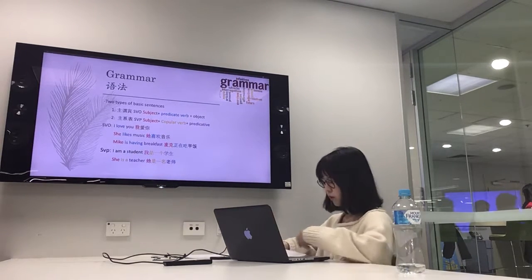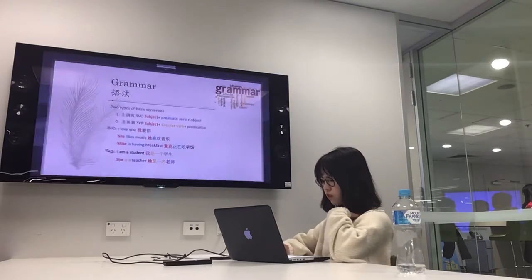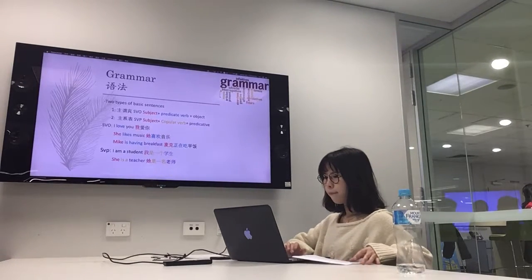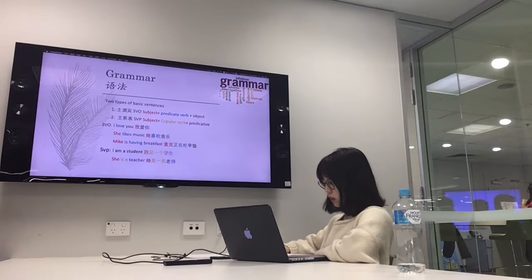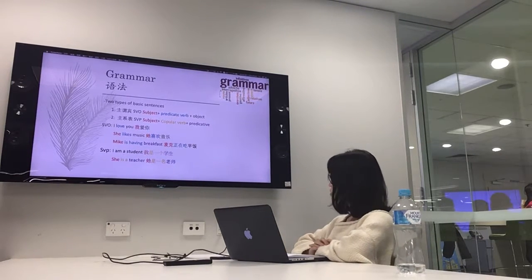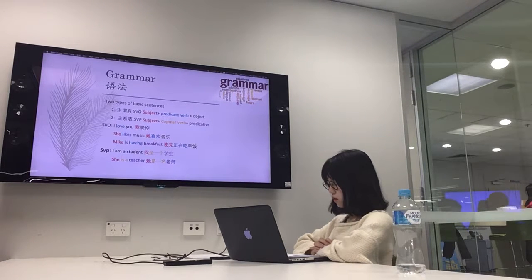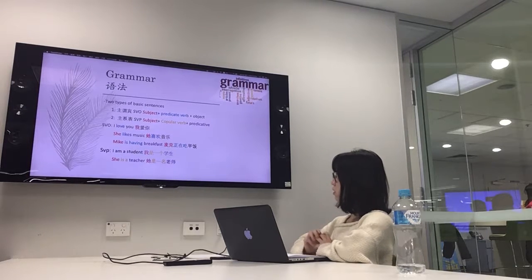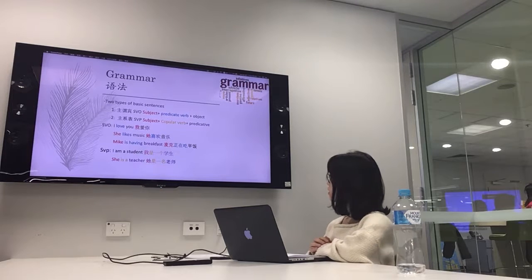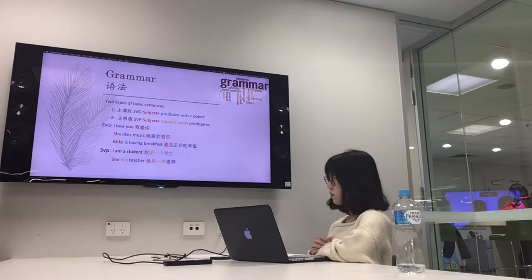The next is some grammar about sentences. Basically, Chinese grammar and English grammar have two types of sentences. The first one is subject plus predicate verb plus object, and the other one is subject plus copula verb plus predicative.